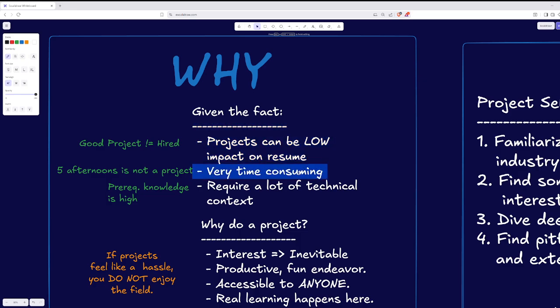Second point being that they, of course, are very time consuming. A good project should not look like you spent a couple hours every afternoon for a week to come up with and do. A good project should look like it at least took a month. I mean, really, it should look like it took a long time, in my opinion.